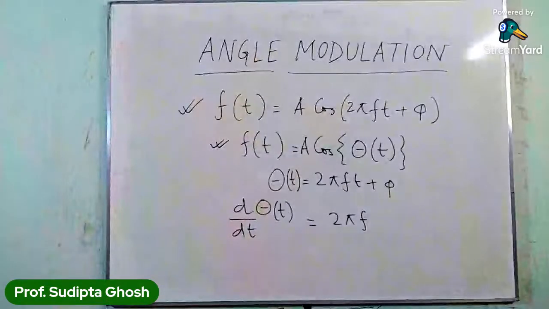so this is the equation, that is, the rate at which the angle changes, d/dt of theta t, equals twice pi f. Remember, this theta t is not only the frequency, not only the phase part, it actually covers the entire part of the frequency as well as the phase.